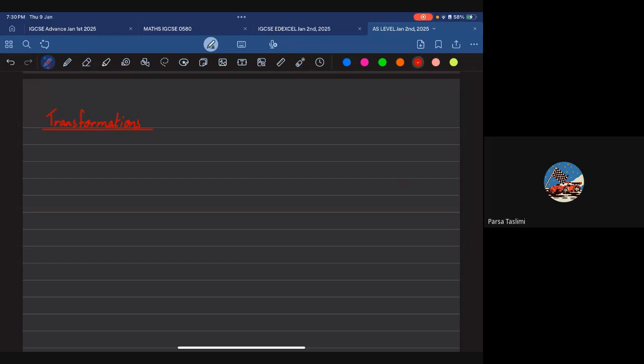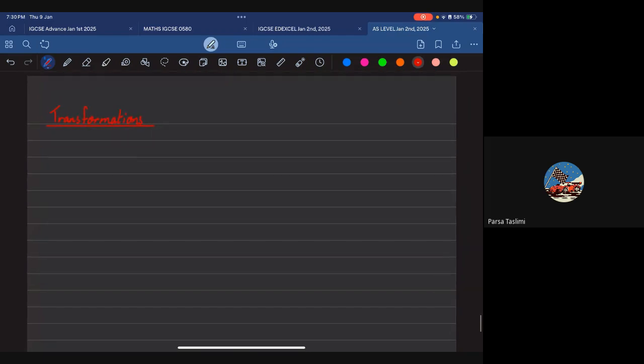Now I'm going to use general transformations and I'm not going to be looking into specific examples. I'll be giving you general instructions on how the graph might move and how changes to the graph occur.